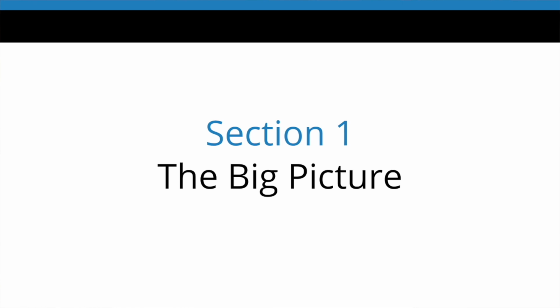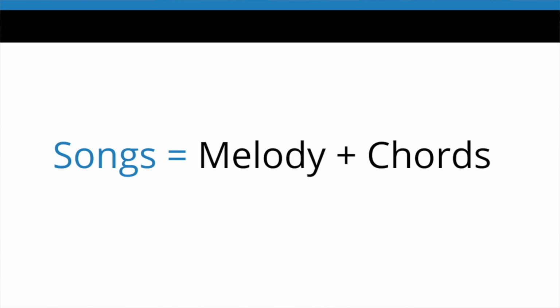Let's start today with the big picture. This is the first section. So the big picture to me just boils down to one simple equation, okay? Songs equal melody plus chords. That's it. So all songs are just melody and chords put together. Let's dig into those two elements a little bit more, starting with melody. So melody is simply the part of the song that you would whistle, hum, or sing. It's the thing that most of us think about first when we think of a particular song.